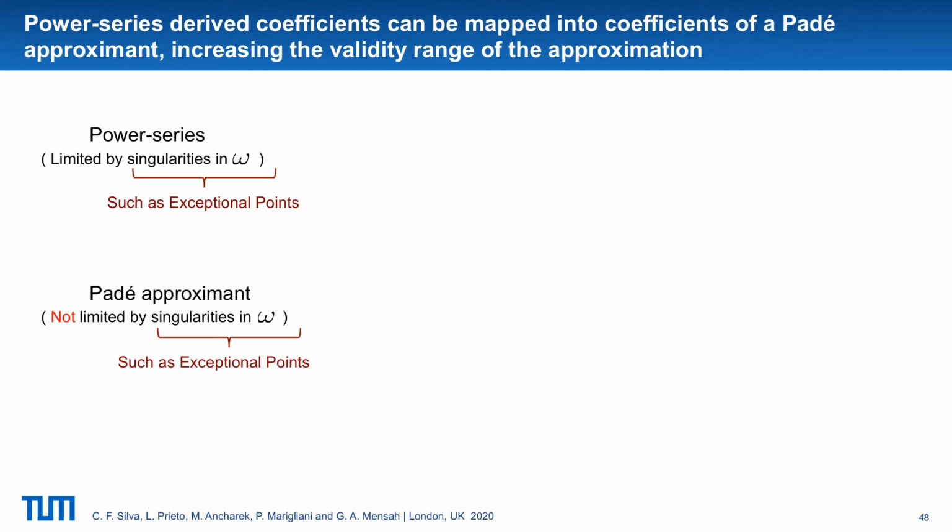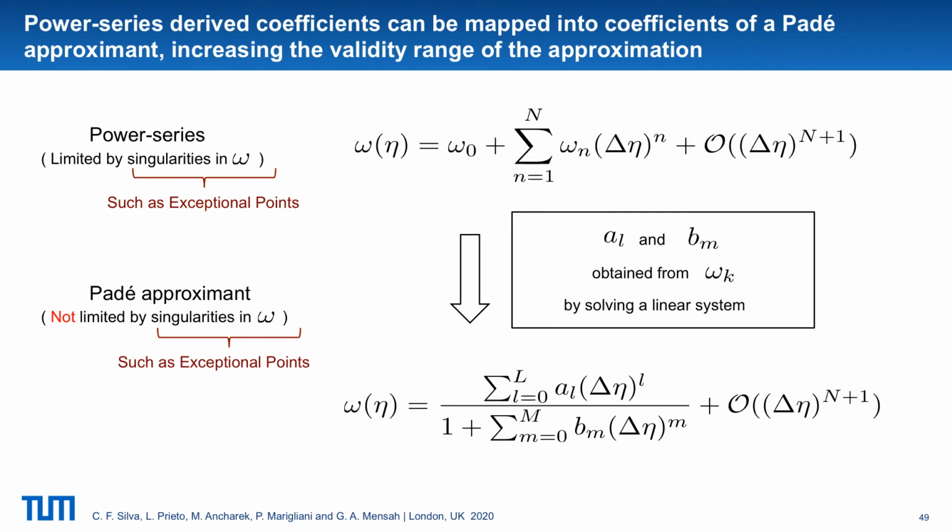The power series is based on a polynomial and therefore does not have any singularities. It's an entire function. It cannot characterize with high fidelity what the omega function is telling us, which actually has singularities and therefore can be seen as a meromorphic function. But what happens if we convert this power series into a rational function, given by a Padé approximant? We will see that this Padé approximant is not limited by singularities in omega.